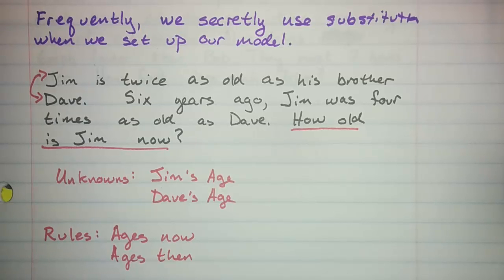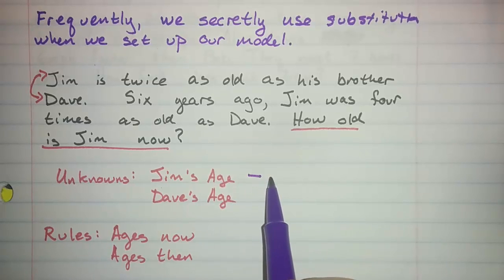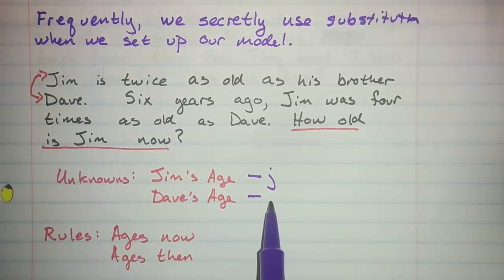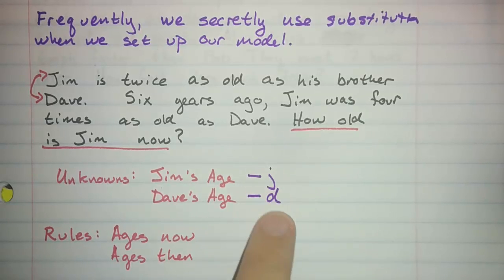I'm going to put the model in purple. My unknowns I'm going to give names to. I'm going to call Jim's age J and Dave's age D. I like to use lowercase letters for variables. It's customary, unless you have a compelling reason not to, to use lowercase letters for the names of variables.